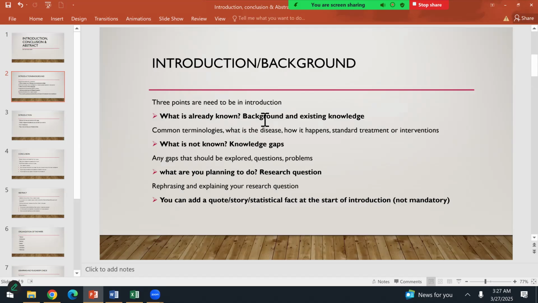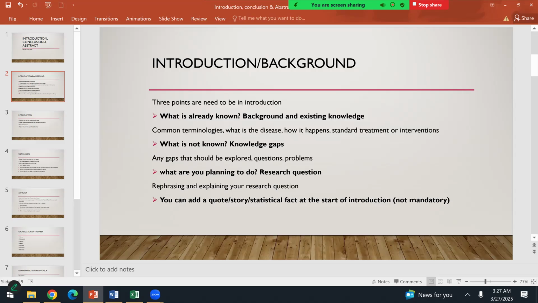Introduction and background is actually what is already known about the topic. It should have these points: what is already known, what is the background and existing knowledge, and common terminologies in your research question. For example, if it is on acute MI, then you have to define what is MI and what is acute MI and how it happens, what are the standard treatments or interventions that are being used.